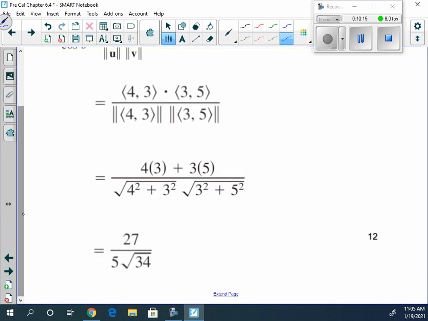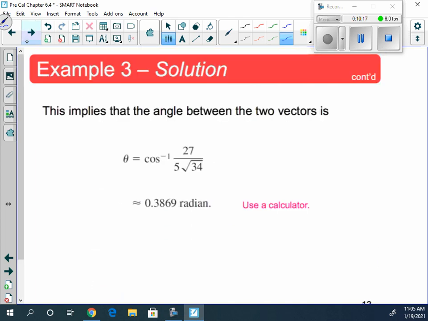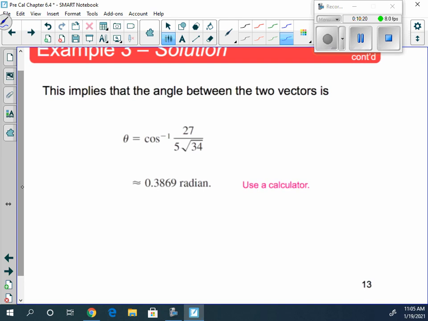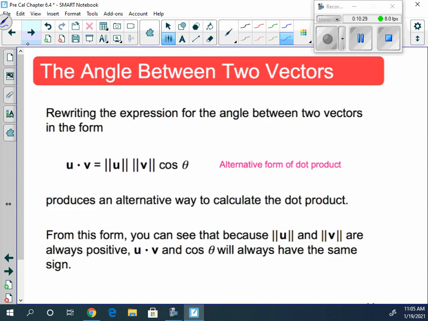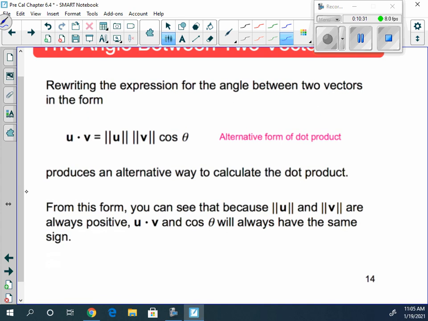So they plugged it in and got 27 here. And then they put it in radians, or we could convert it over to radians, that's fine. But it's the same thing. And that's it. Now, rewriting the expression for the angle between two vectors in this form, u dot v is equal to the magnitude of u times the magnitude of v cosine of theta, is an alternate form of the dot product. It produces an alternate way to calculate the dot product.